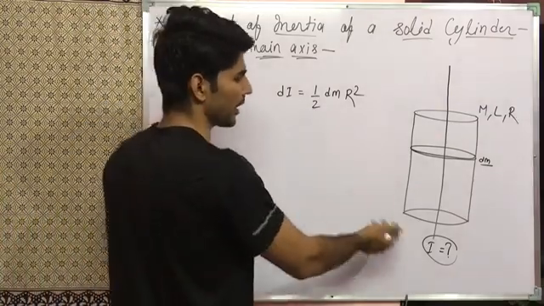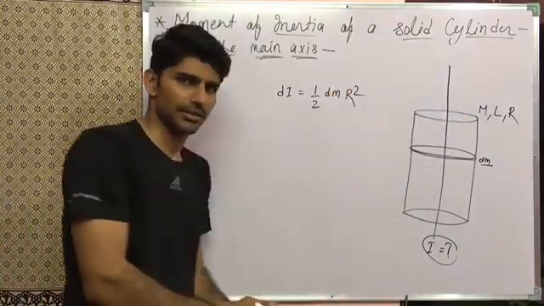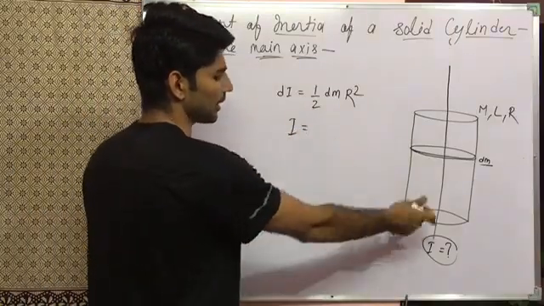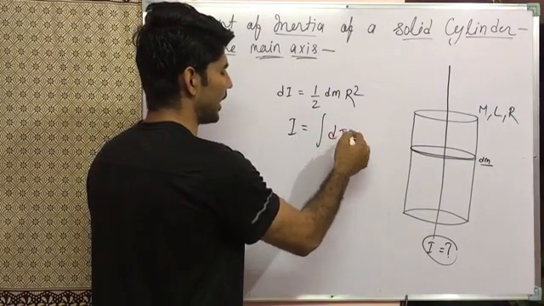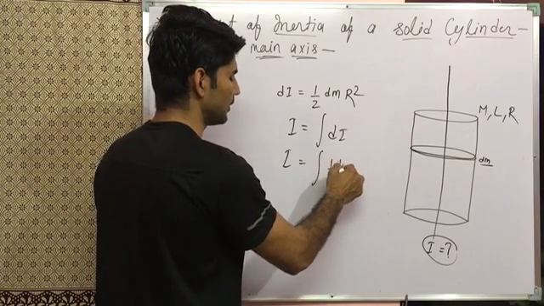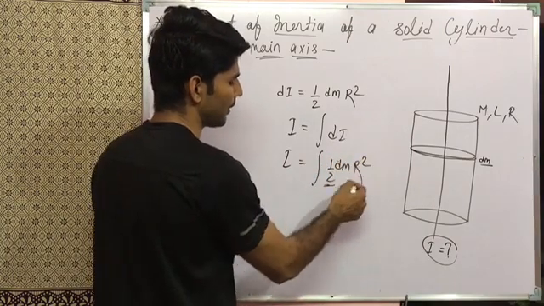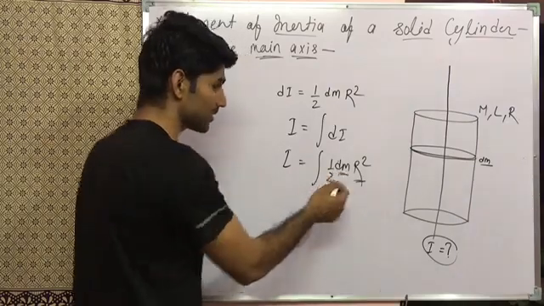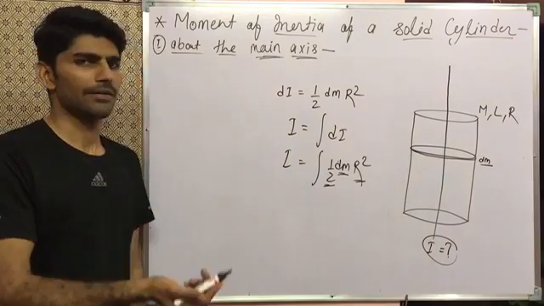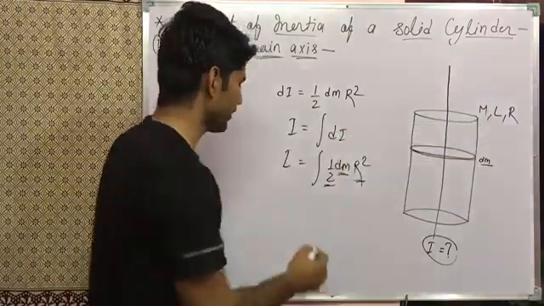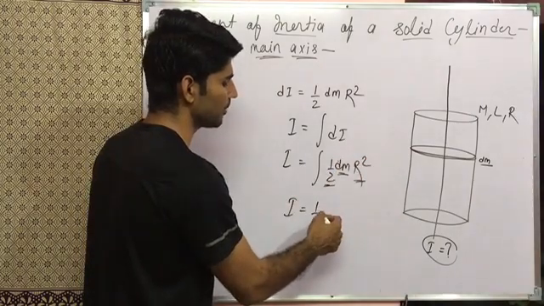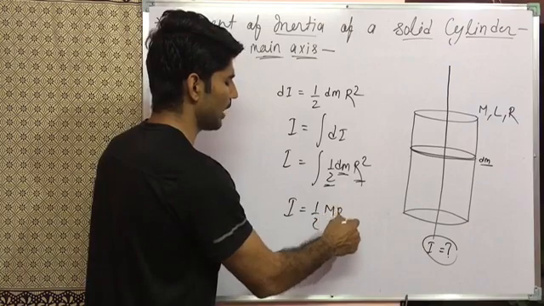So this is the moment of inertia, and to determine the moment of inertia for the complete cylinder, we need to integrate it. So the moment of inertia for this cylinder along this axis is I equals integral of dI, and I put the value of dI, which is half dm r square. Half and r square are constants, and dm is the small mass component of this cylinder. So when I integrate dm, I will get the complete mass, which is capital M, and the moment of inertia about the main axis for a solid cylinder will be half M r square.